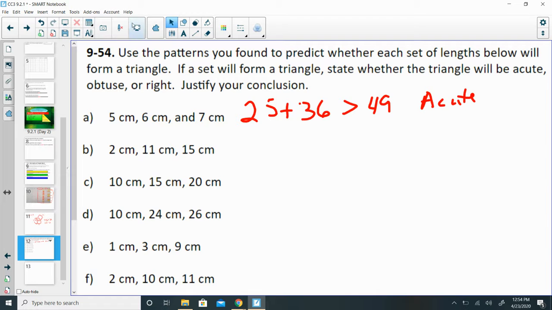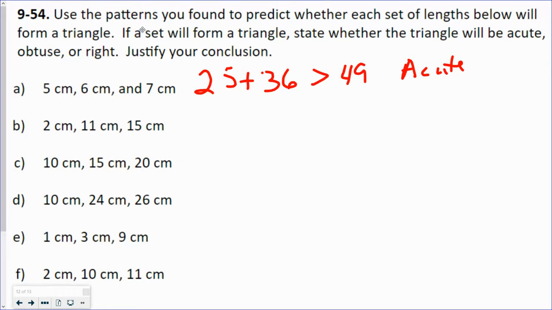Okay. All right, so are you done? Let's look at number 2. 2, 11, and 15. Whoa, wait a minute. 2 plus 11 is 13. That's less than 15. This is not a triangle. Did you catch it? Hopefully you did.